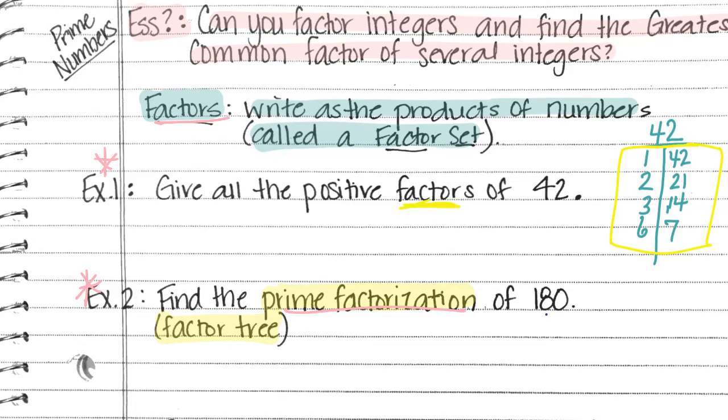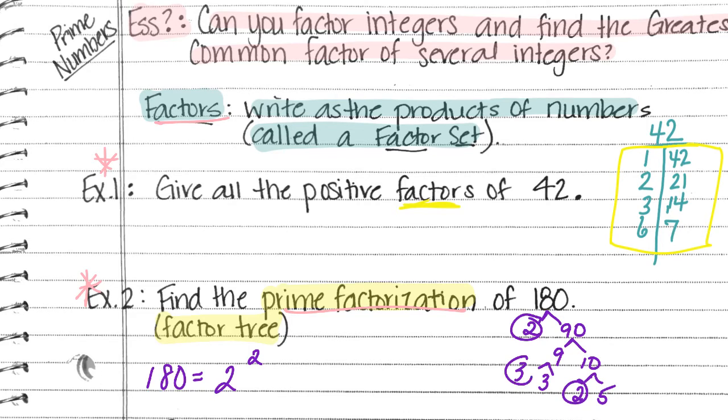So let's go ahead and build our factor tree of 180, 2 and 90. Let's break that down to 9 and 10 because I know 9 can break down to be 3 and 3, and 10 can break down to be 2 and 5. So when I write the prime factorization of 180, I'm going to write 2 squared times 3 squared times 5.